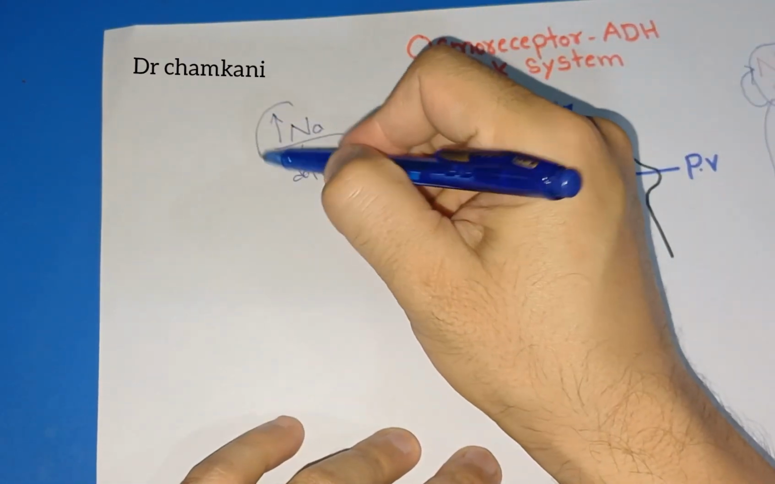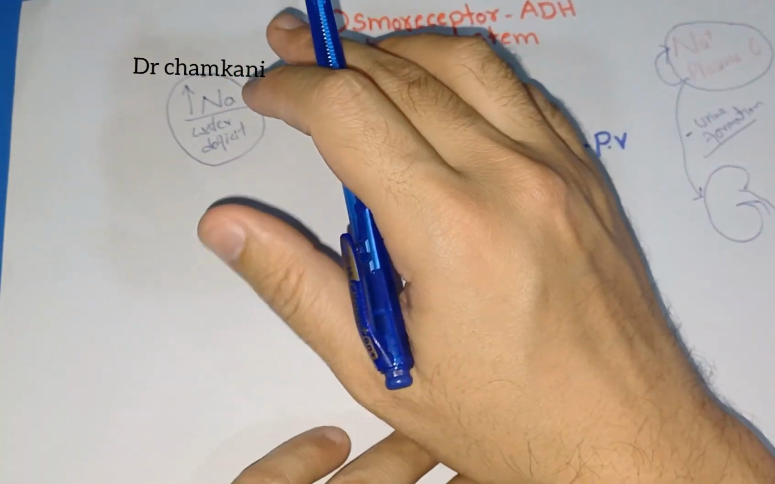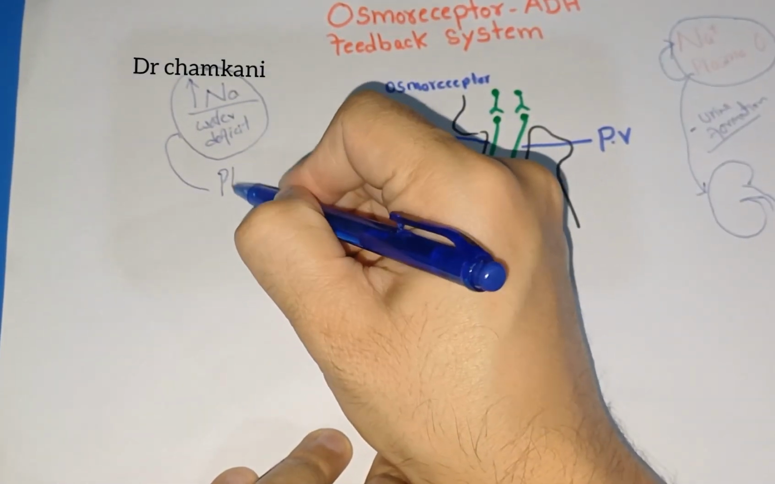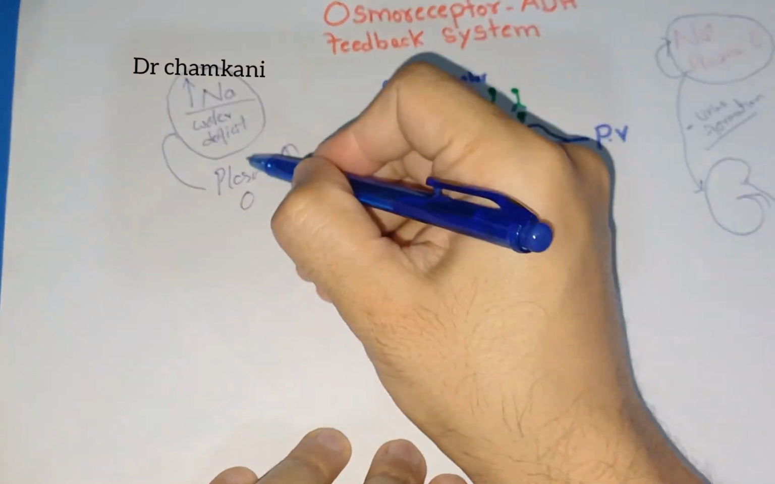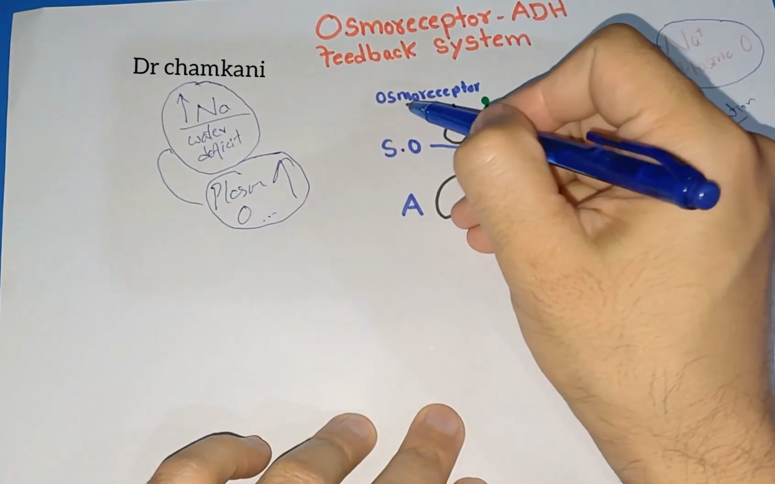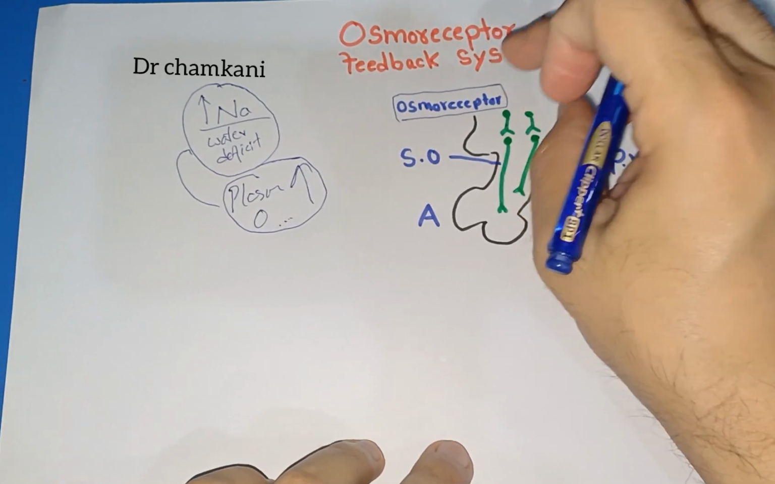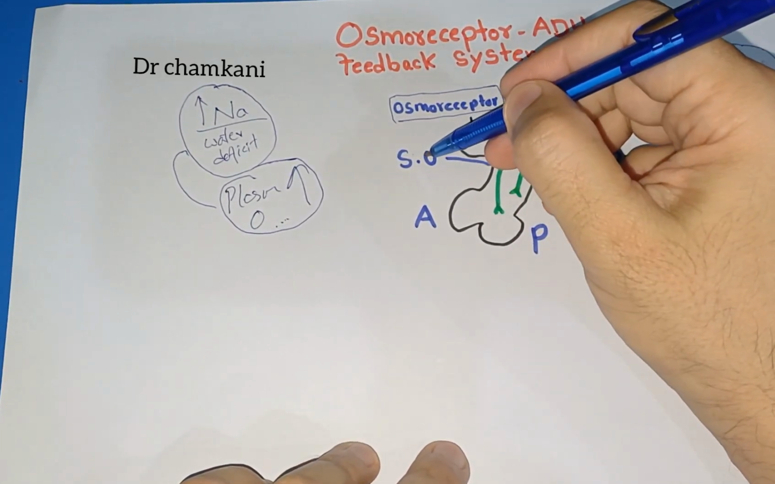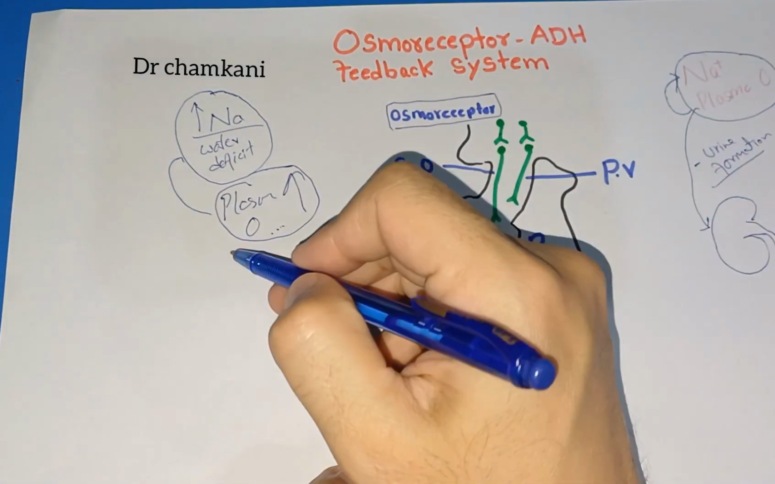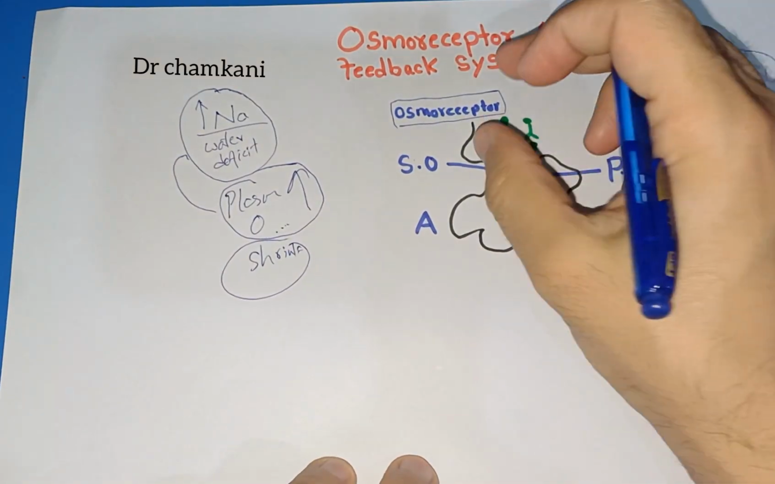Suppose a person is in a desert and enough water is not available, so his concentration of sodium and his plasma osmolarity increases due to increase in sodium. So it leads to increased plasma osmolarity. Now the increased plasma osmolarity will act on the osmoreceptors that are located in the hypothalamus near the supraoptic nuclei. So it will act and lead to shrinkage of the osmoreceptor, and due to shrinkage they will fire.